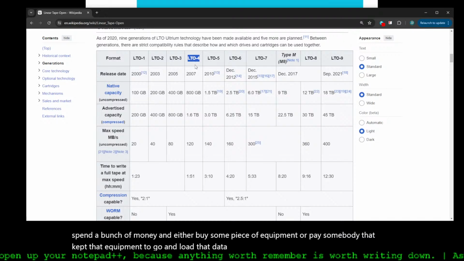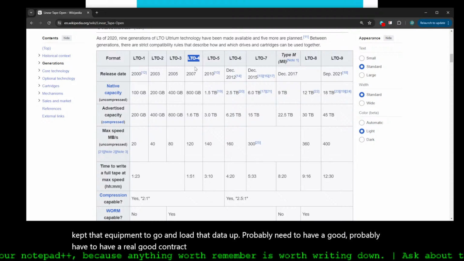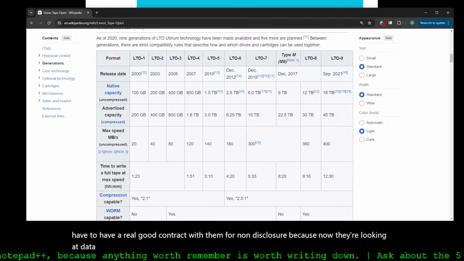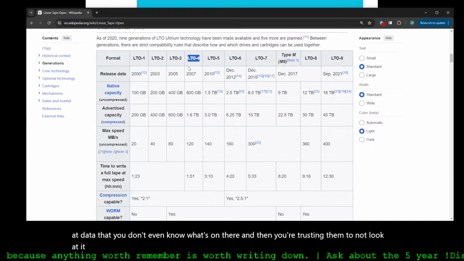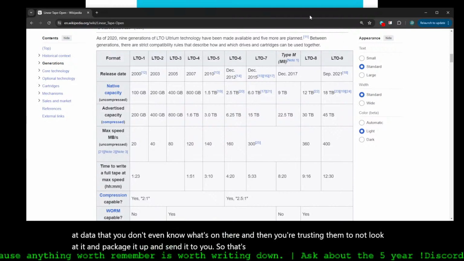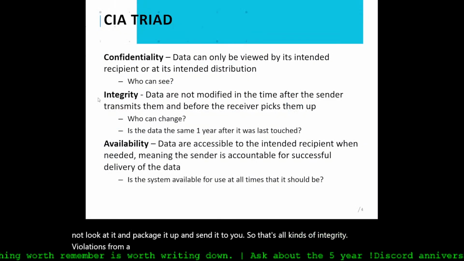You probably have to have a real good contract with them for non-disclosure, because now they're looking at data that you don't even know what's on there, and then you're trusting them to not look at it and just package it up and send it to you. So that's all kinds of integrity violations from a standpoint. You don't want to be in that state.